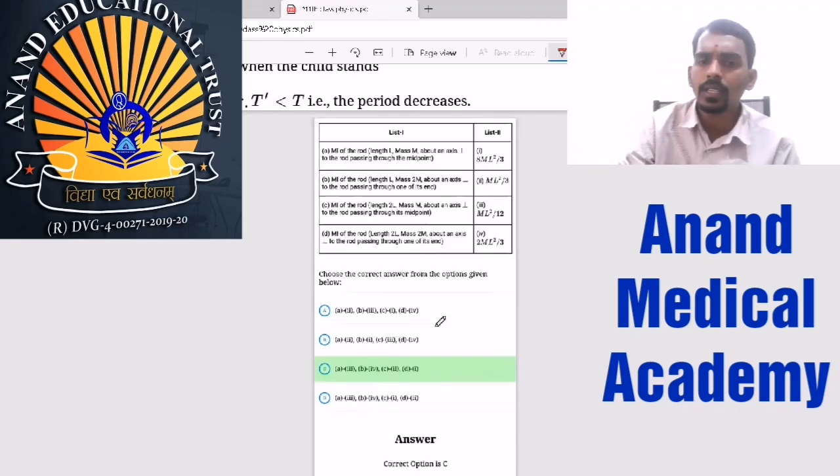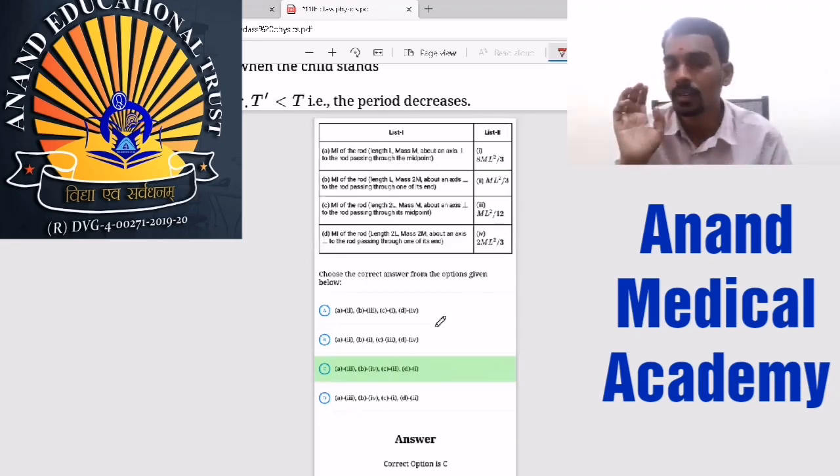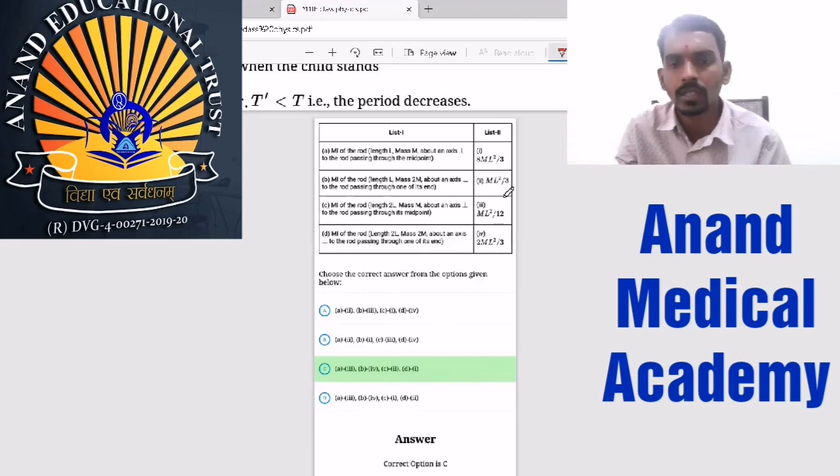Moment of inertia of a rod, moment of inertia of a ring, moment of inertia of a disc, moment of inertia of a solid sphere, hollow sphere, all the values you have to remember. Based on that, questions can come. So here it is direct matching. For which axis, which is the moment of inertia?